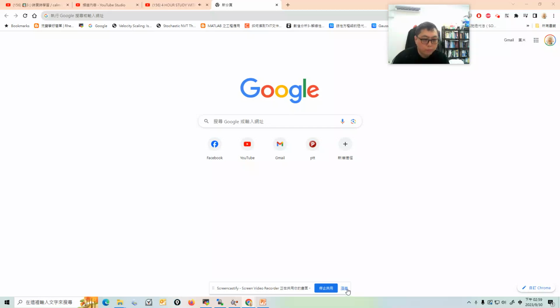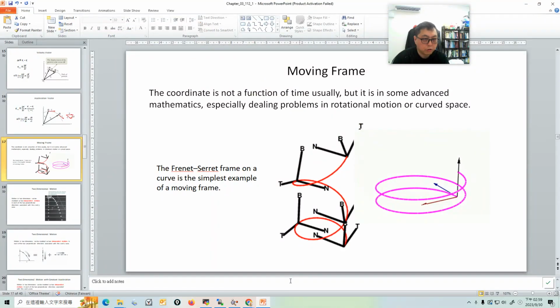Hello everyone. In this video, I'm going to talk about the equation of motion in vector format. Last video I introduced the component representation of a vector, and I showed you the vector form of the position vector, velocity vector, and acceleration vector. And during the derivation, I used the unit vector, which shows the direction.